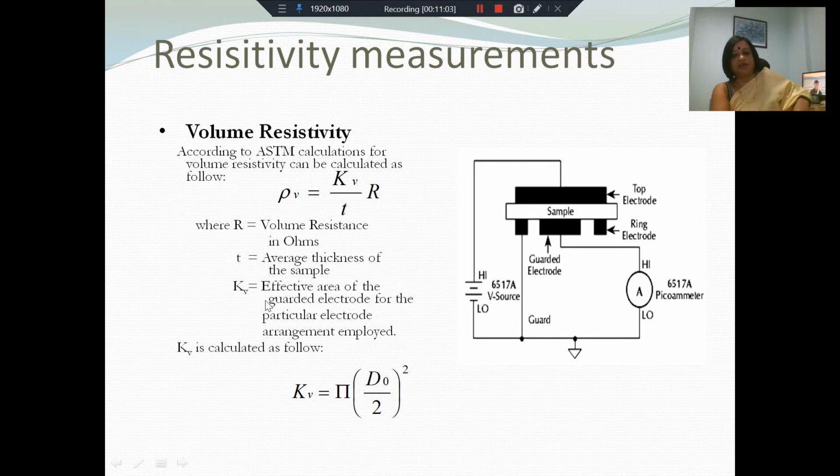kV is the effective area of the guarded electrode for the particular electrode arrangement that is employed, and kV can be calculated as pi (d0/2) whole squared, d0 being the outer diameter of the electrode. So using the 3 electrode configuration, we can eliminate the surface currents and measure the volume currents. Most of the time we are interested in the volume resistivity, because that is a property characteristic of the material. So if your sample is degraded, if it is aged, if there are lots of voids, if there is a lot of moisture, this should reflect in the resistivity measurements.